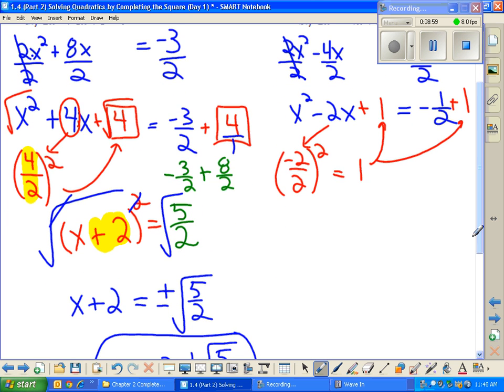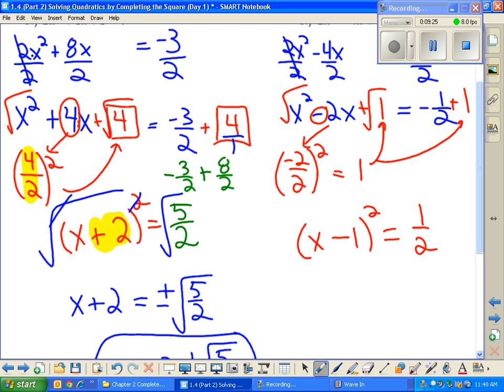Factoring the left side, typically we use our square root method. Square root of x squared, that's just x. Square root of 1, that's just 1. And the sign comes from the sign that's in front of your b value. So that guy factors to be x minus 1, or we write that as x minus 1 squared. And then negative a half plus 1, that's just a half.